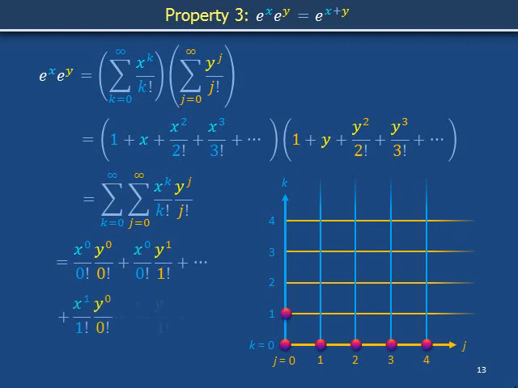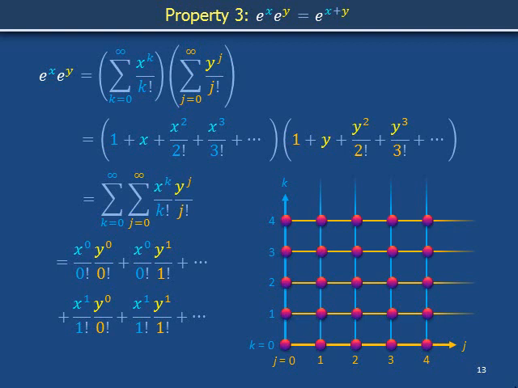The position k equals 1, j equals 0 corresponds to the term x to the 1, y to the 0 over 1 factorial, 0 factorial. The neighboring lattice side to the right, k equals 1, j equals 1, corresponds to the term x to the 1, y to the 1 over 1 factorial, 1 factorial, and additional terms come from moving even farther to the right. The rest of the sum corresponds to additional rows above.